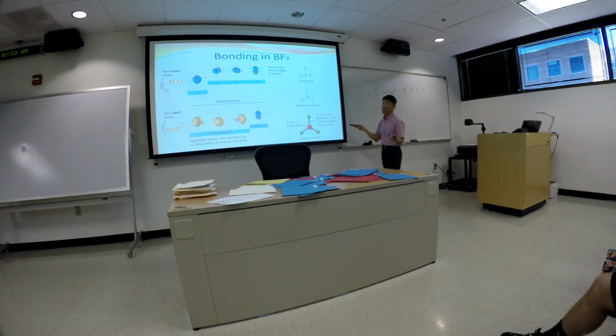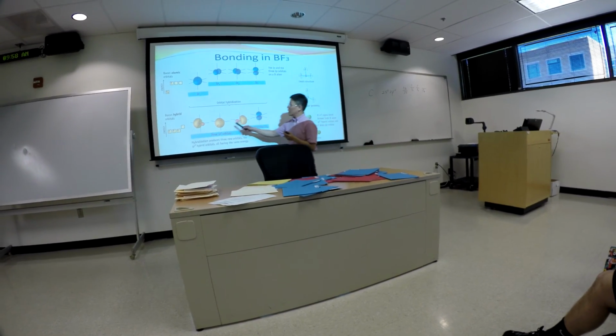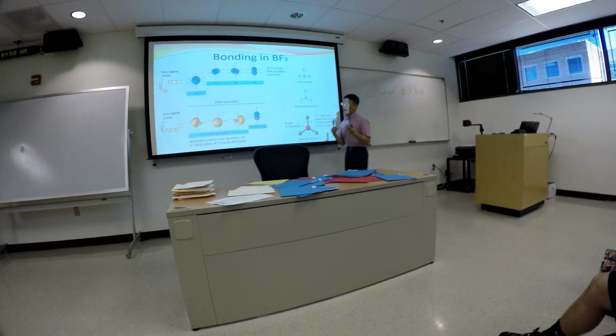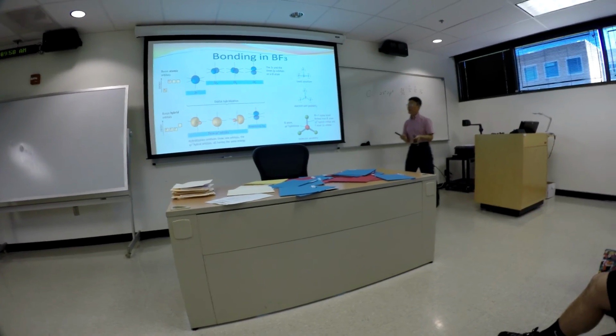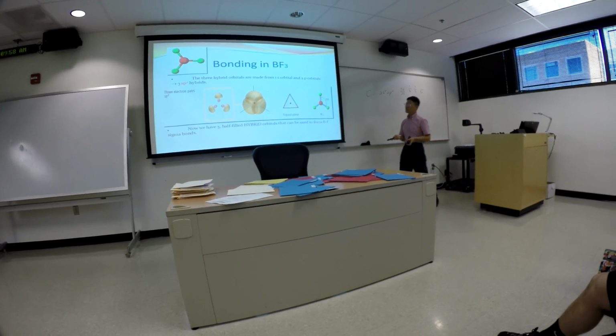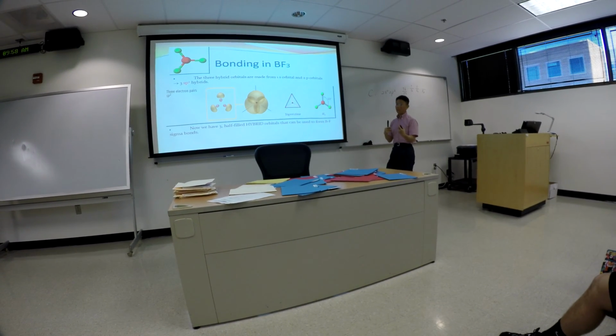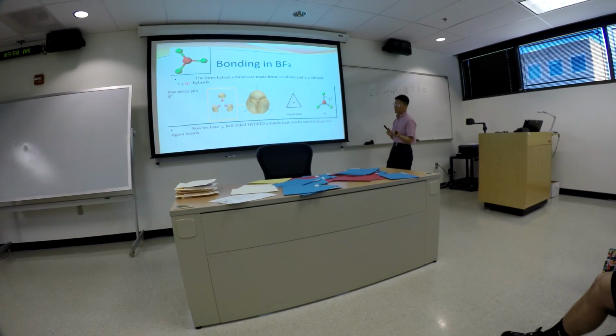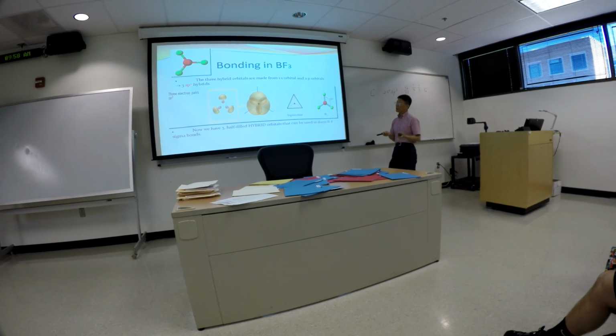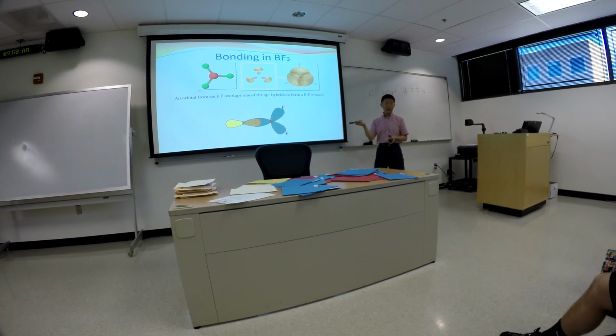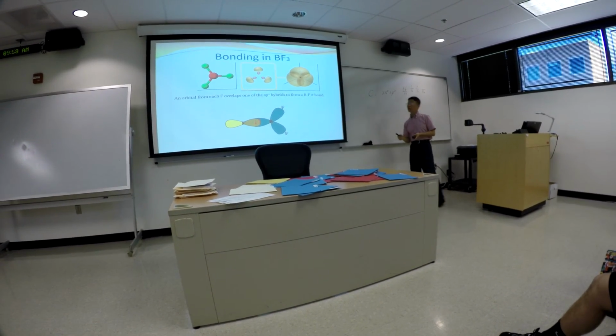So in this case, for boron trifluoride there, we end up with 3 identical electrons in the newly hybridized orbitals. As a result, when the fluorine comes in, they will be able to bond with each of the hybridized orbitals. And since they have the same energy, you end up with the same identical boron-fluorine bond.